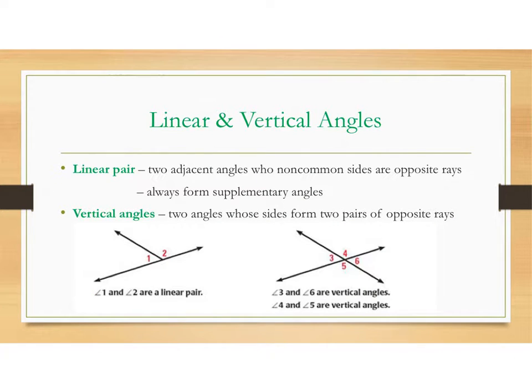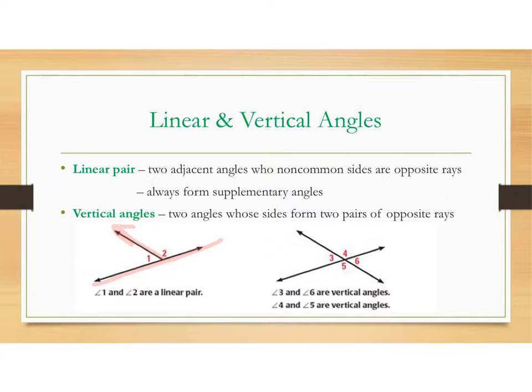Some more vocabulary. So the next vocabulary words we're going to learn are a linear pair and vertical angles. A linear pair is when two adjacent angles whose non-common sides are opposite rays. Linear pairs always form supplementary angles. So here is a picture of an example of a linear pair. Notice it's sitting on a straight line. And together, they will always equal 180 degrees.